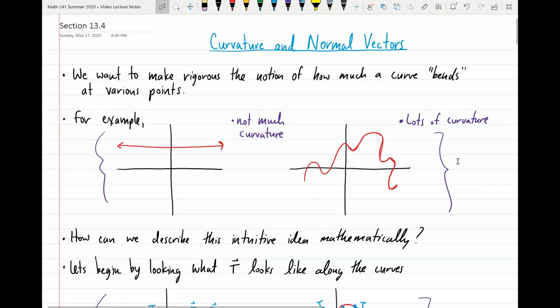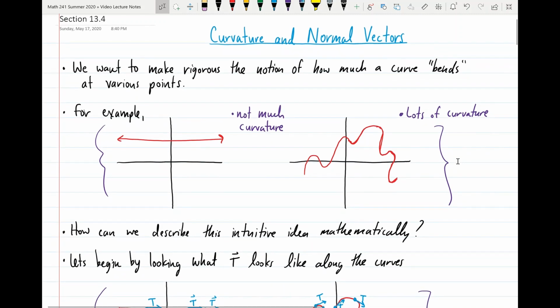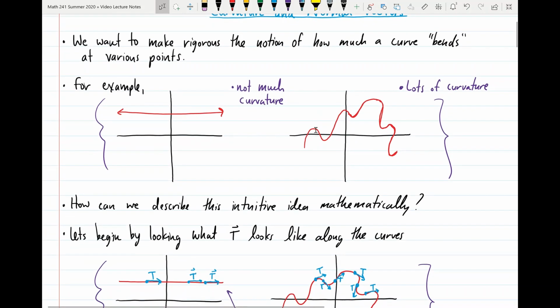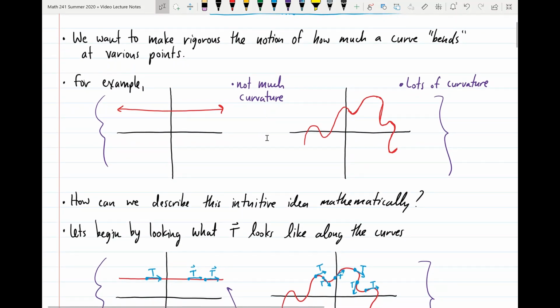So the goal for the video is to make rigorous the notion of how much a curve bends or turns at various points. And to give an idea of what I mean by that, you can look at the two examples of curves that I have drawn below.